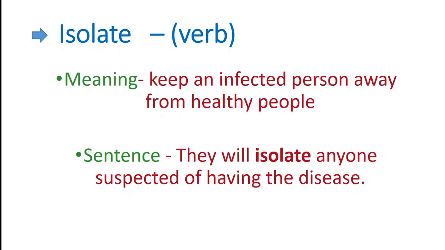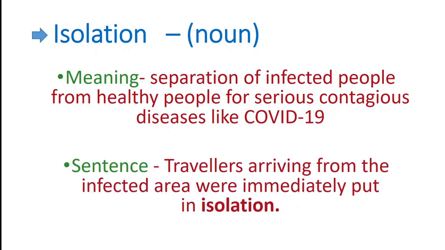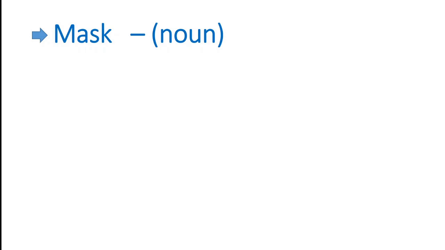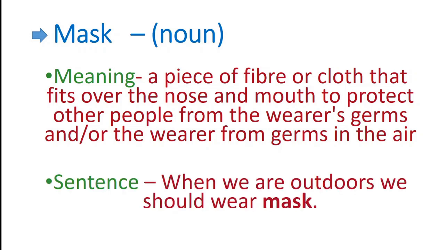Isolation, noun, meaning separation of infected people from healthy people for serious contagious diseases like COVID-19. Sentence. Travelers arriving from the infected area were immediately put in isolation. Mask, noun, meaning a piece of fiber or cloth that fits over the nose and mouth to protect other people from the wearer's germs and or the wearer from germs in the air. Sentence. When we are outdoors, we should wear a mask.